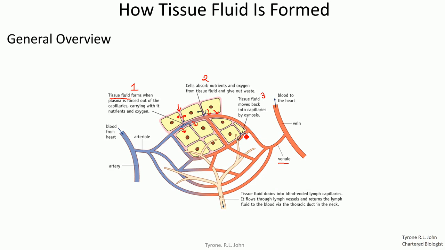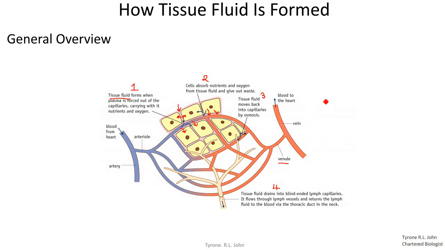Now, there's quite a lot of tissue fluid that forms within the capillary bed or an organ, and not all of it gets reabsorbed back into the capillaries. Any tissue fluid that doesn't get reabsorbed enters the lymphatic vessels. So this is number four here: any excess tissue fluid is drained away via these lymphatic vessels. And then lastly, the blood goes into the venule, into the vein, and then back to the heart.